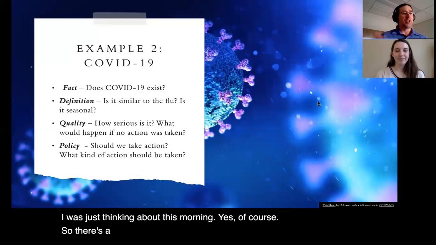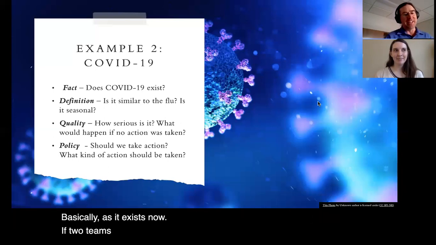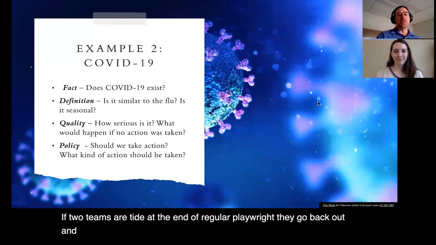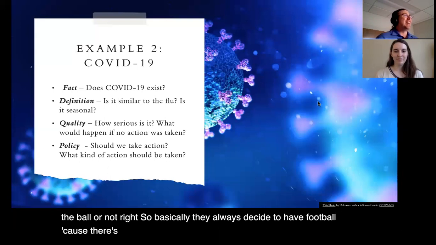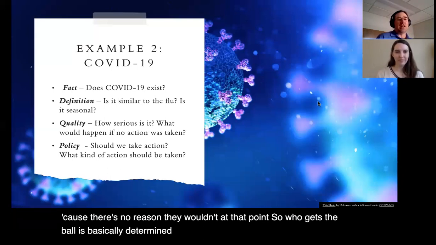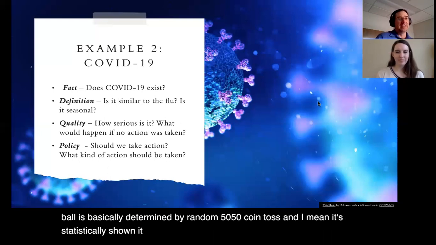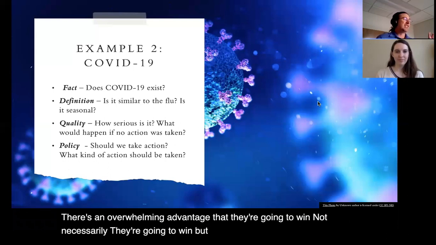So there's a debate within the very important institution of professional football, the NFL, about the NFL's overtime rules. Basically, as it exists now, if two teams are tied at the end of regular play, they go back out and they flip a coin. Whoever wins the coin toss gets to decide to have the ball or not, right? So basically, they always decide to have the ball because there's no reason they wouldn't at that point. So who gets the ball is basically determined by a random 50-50 coin toss. And it's statistically shown and it makes sense that whoever gets the ball, there's an overwhelming advantage. Not necessarily that they're going to win, but there's an overwhelming advantage.